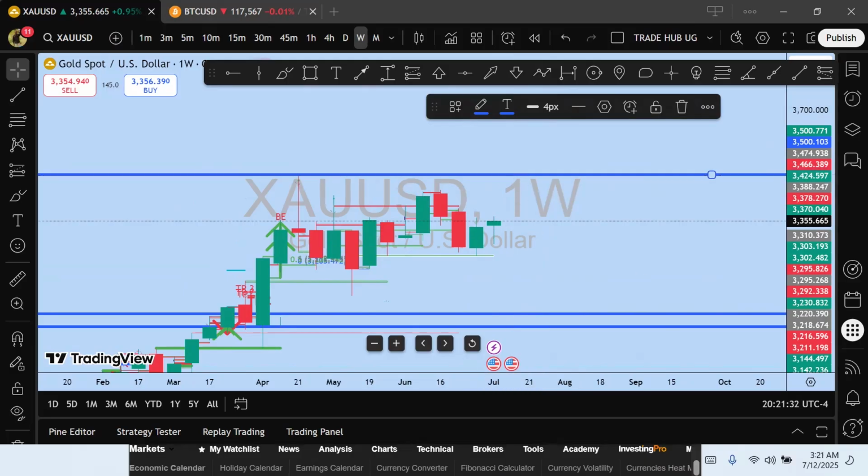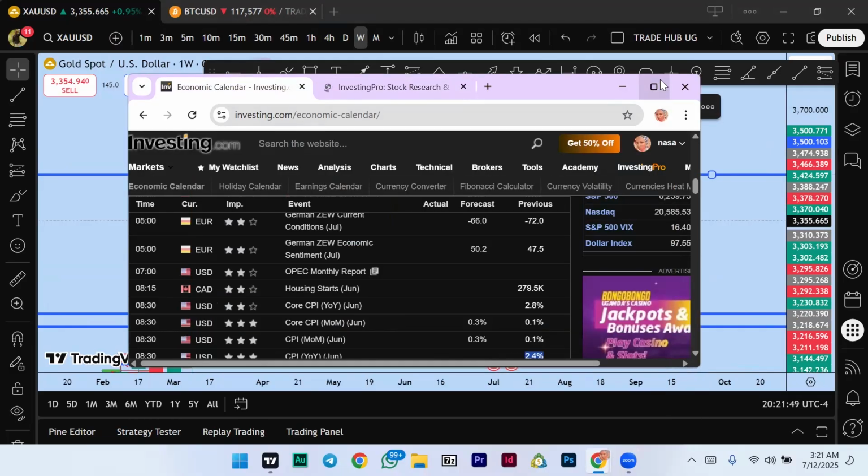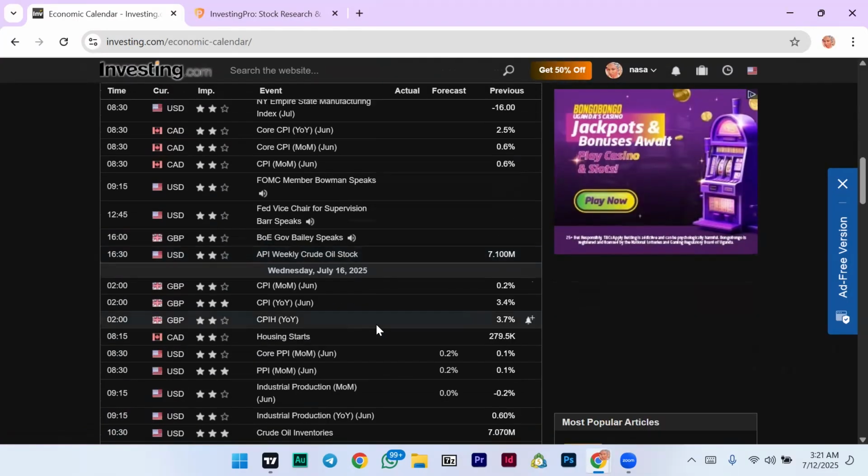If Tuesday's CPI is bearish for the DXY. So what are we having on Wednesday the 16th? We're looking at Wednesday the 16th. Wait, my calendar. What are we having on Wednesday?